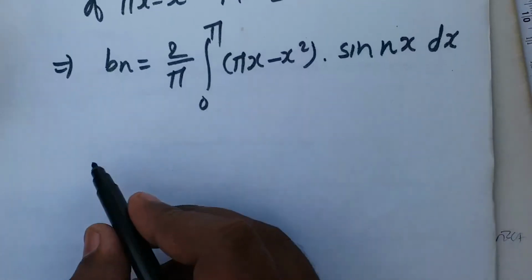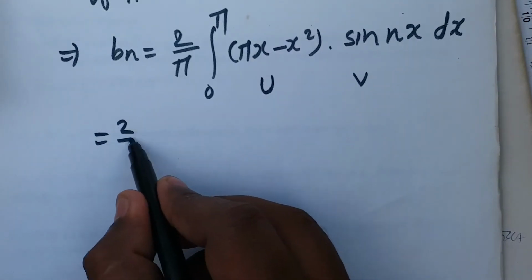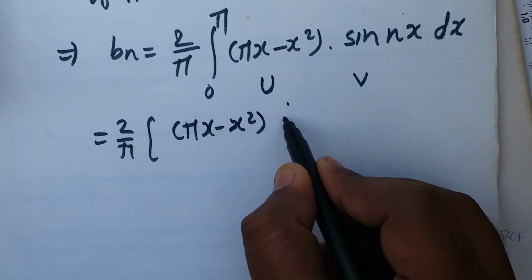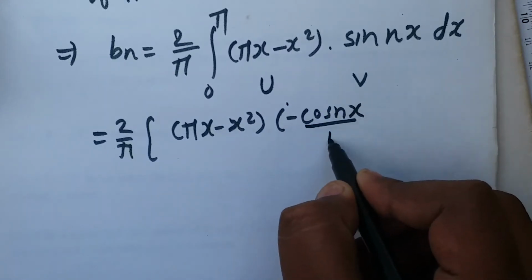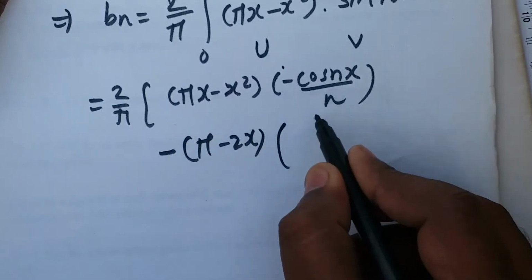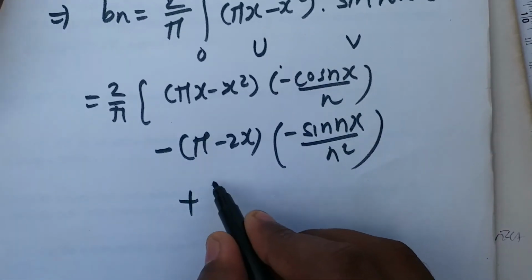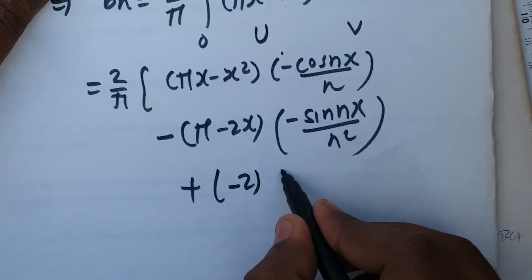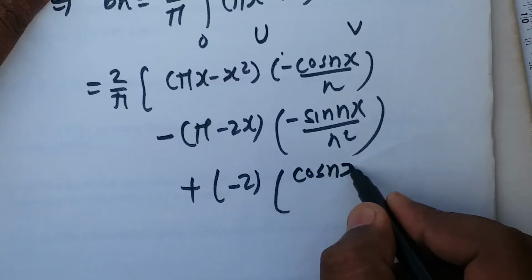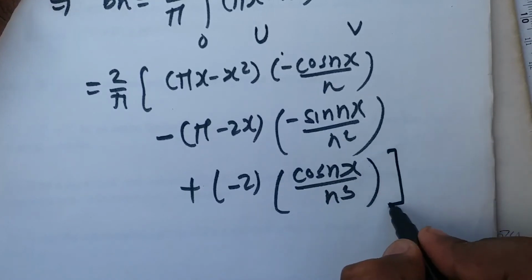Okay. Now let us do this integration by using the u into v rule, because this is a polynomial function and this is a trigonometric function. So by the u into v rule, we'll get pi x minus x square as it is. Integration of sin nx is minus cos nx by n, minus derivative of this bracket, which is pi minus 2x, integration of this bracket again, so minus sin nx by n square, plus the third term, derivative of this bracket, minus 2, integration of this bracket, minus sine's integration is minus, so minus minus plus cos nx by one more n, so it will be n cube. Next derivative is 0, so your integration will stop here and the limit is from 0 to pi.